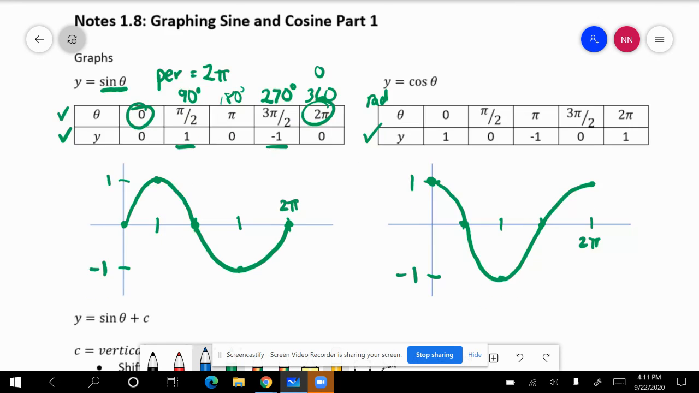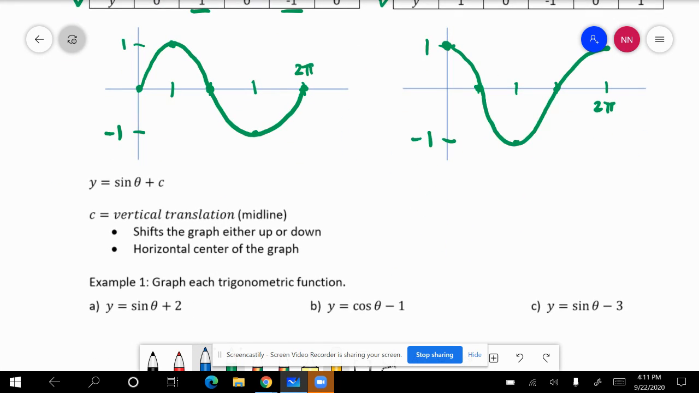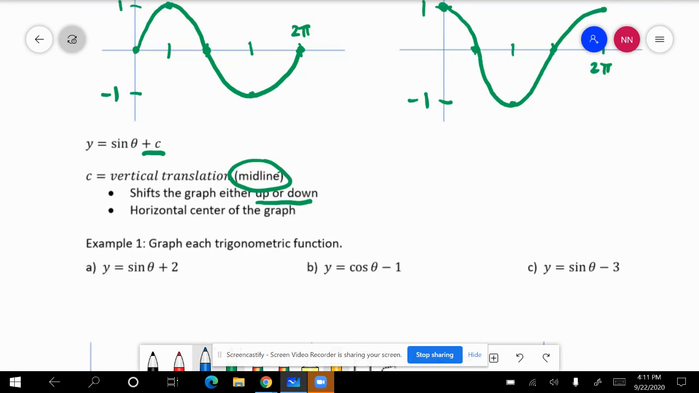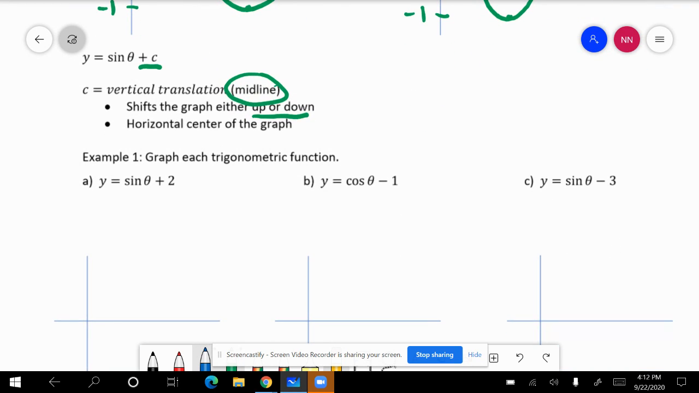Now let's look at a couple examples. We're going to be looking at sine and cosine values that have different c values. The c value is our vertical translation, or it's called our midline. This shifts the graph either up or down. The horizontal center of the graph is the c value. And so whatever the midline is, that is our c value, and that's also the middle of the graph.